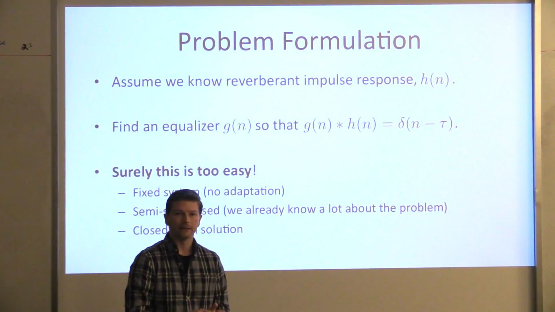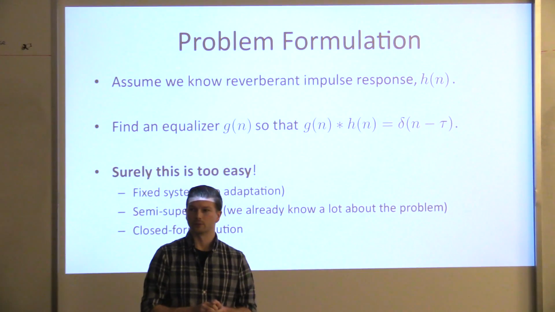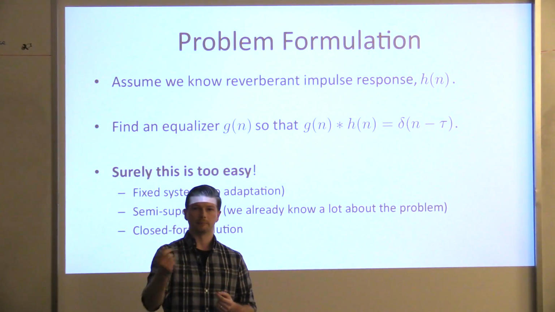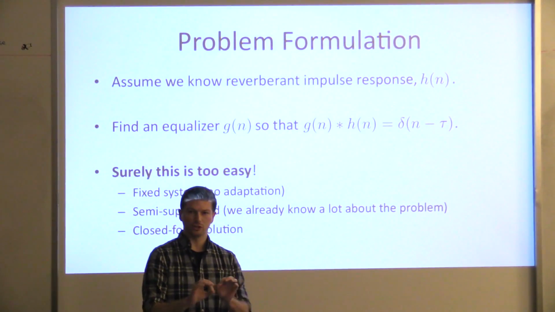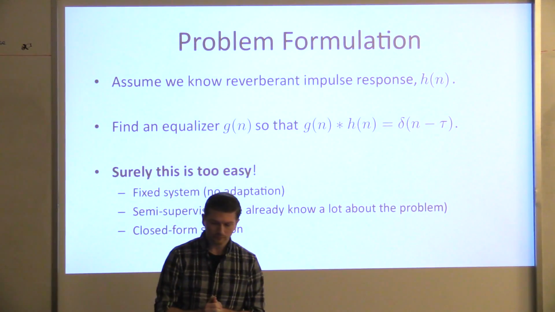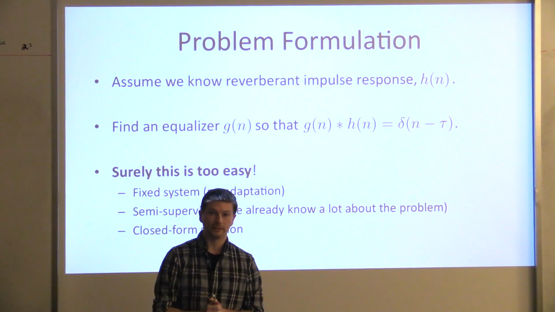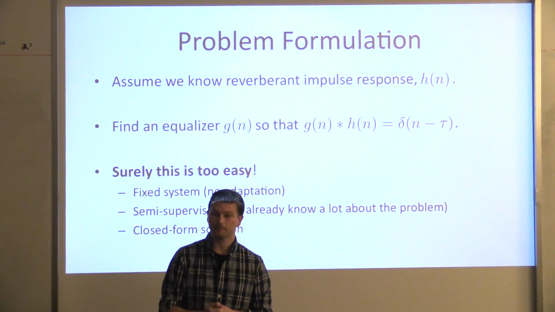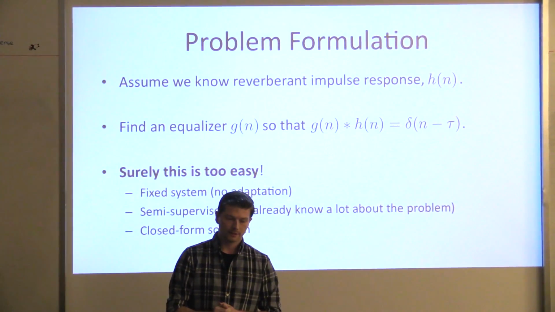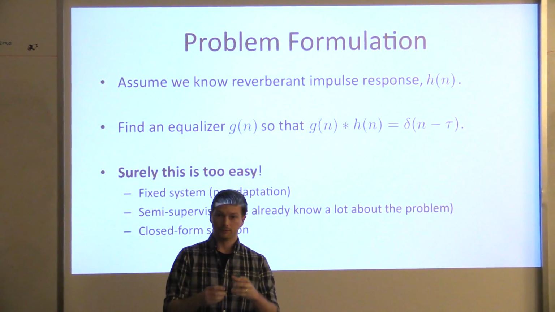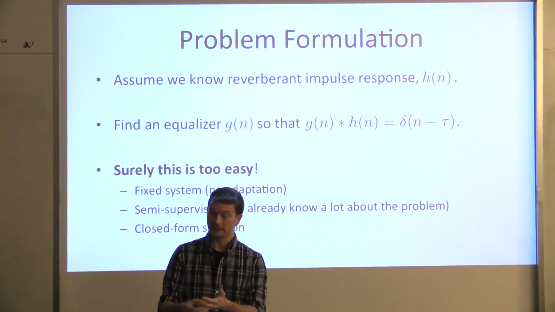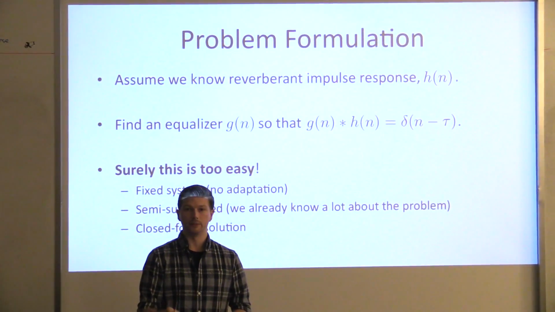So let's assume that we have knowledge of the reverberant impulse response between a talker and a microphone. And we'll just assume that we know this exactly at the moment. And our aim is to find an equalizer, which we'll call G of n, so both of these are in the time domain, such that the convolution between H of n, the channel, and G of n, the equalizer, is going to be a delayed unit impulse function.